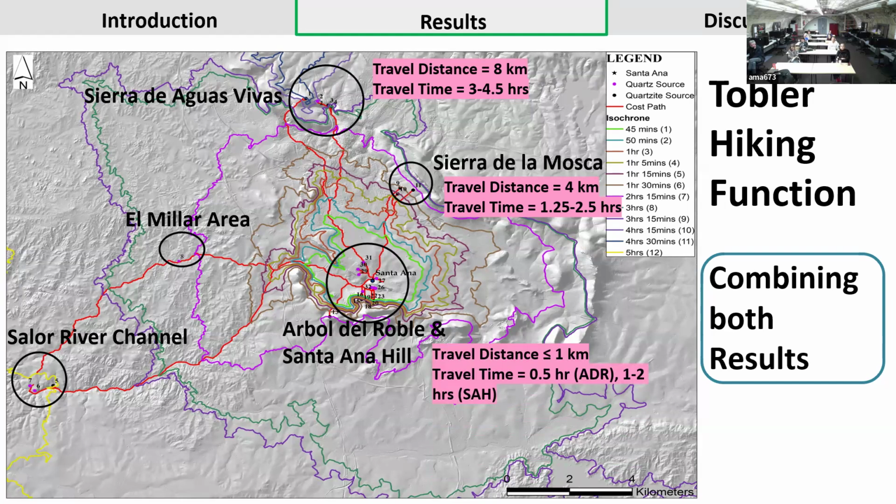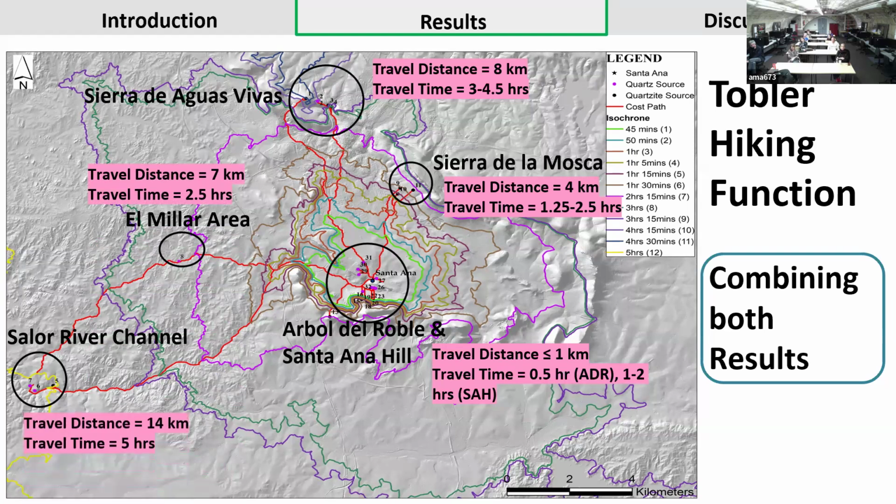And for the Santa Ana Hill, it's going to take about 1 to 2 hours. But still, it's less than 1 kilometer. Because of the nature of the elevation, that's why people have to travel 1 to 2 hours before they can get there. And for the El Milla area, it's going to take about 7 kilometers from Santa Ana, and travel time is going to be about 2.5 hours.